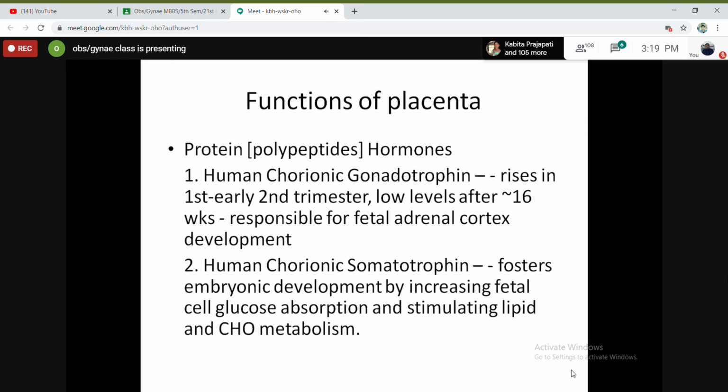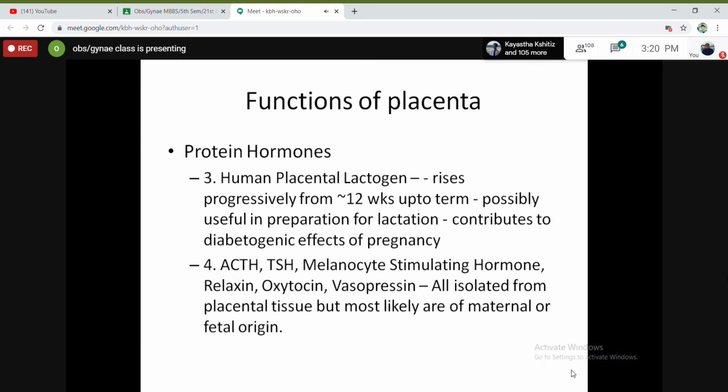Human chorionic somatotropin helps in embryonic development by increasing fetal cell glucose absorption and stimulates lipid and carbohydrate metabolism. Other protein hormones include human placental lactogen, which rises progressively from 12 weeks up to term, and it is useful for preparation of lactation and contributes to the diabetogenic effects of pregnancy. ACTH, TSH, melanocyte stimulating hormone, oxytocin, and vasopressin are all produced by the placenta.